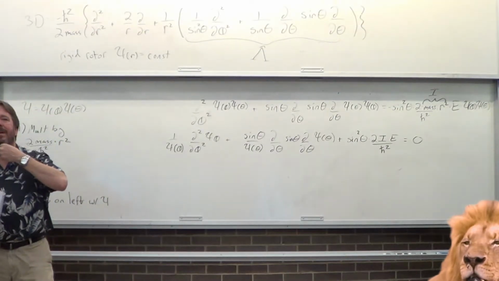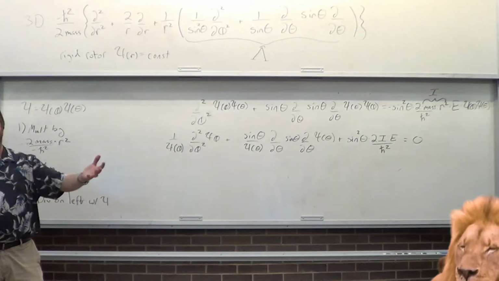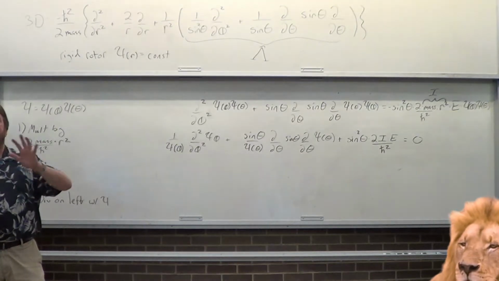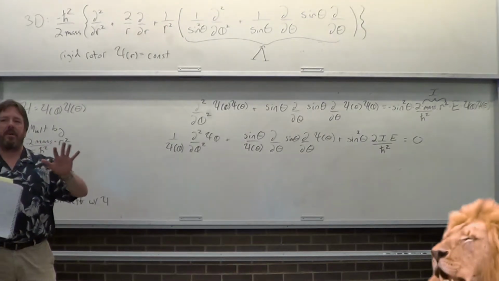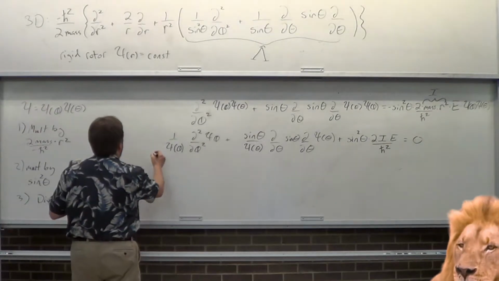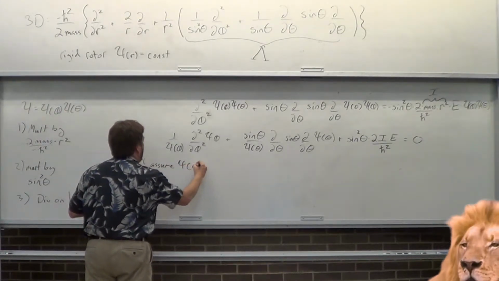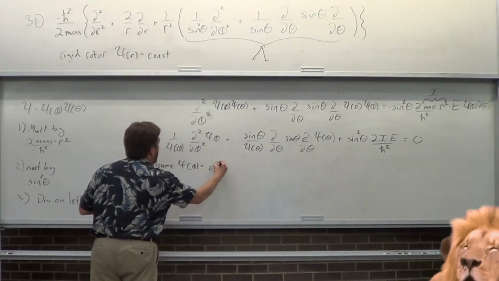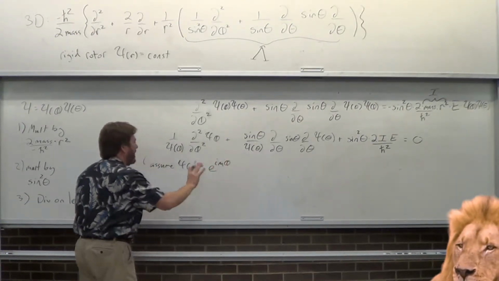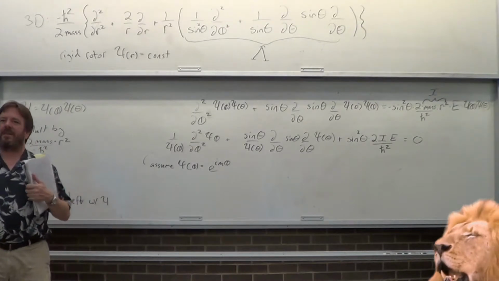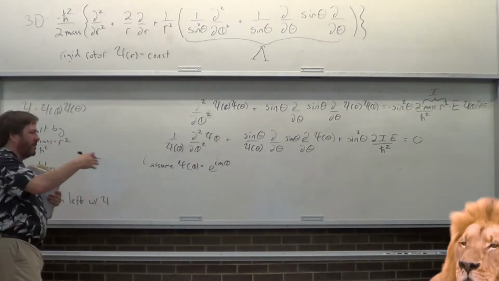Here's the part. Now, I'm a little annoyed at this, but I guess it's true. I'm thinking I just don't know enough math. But here's how you proceed next. You assume that you already know the answer, which is e to the i m phi. And don't worry about the normalization constant. This normalization constant will get wiped out.